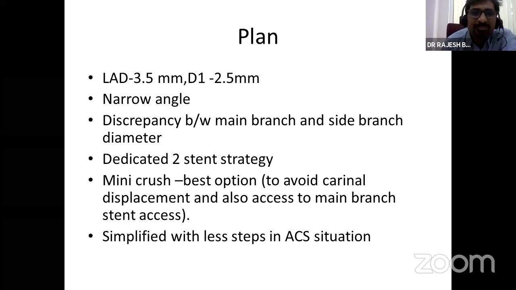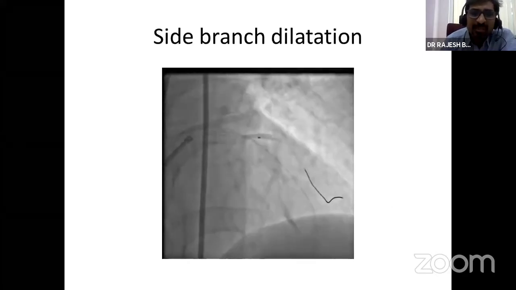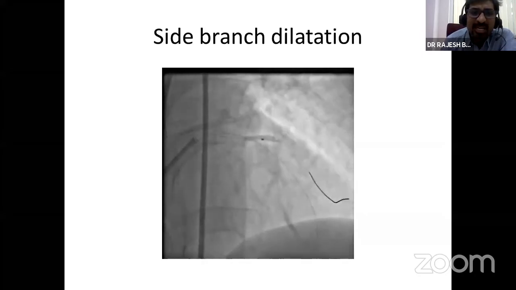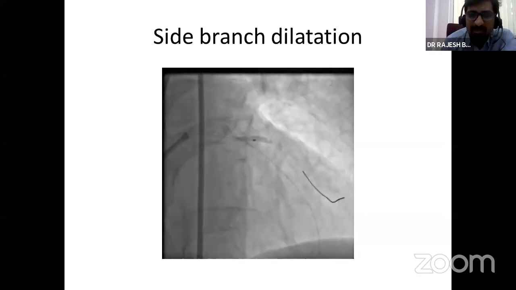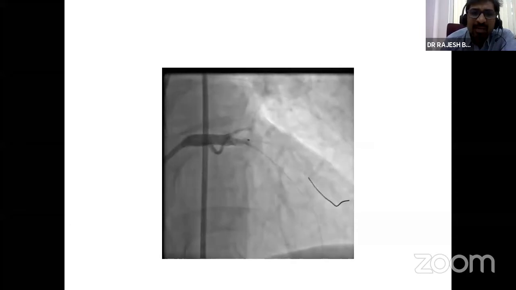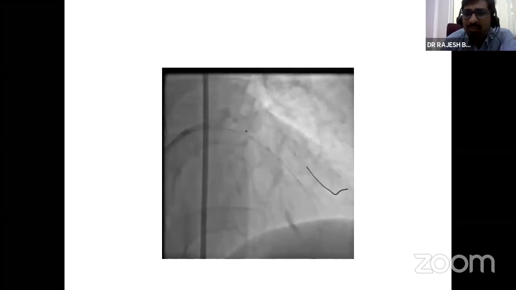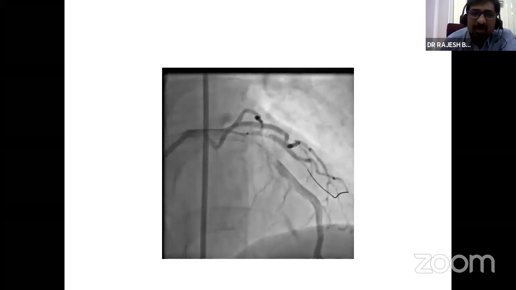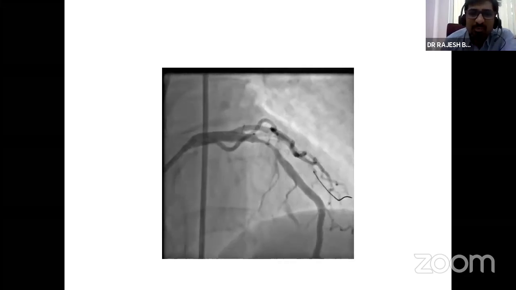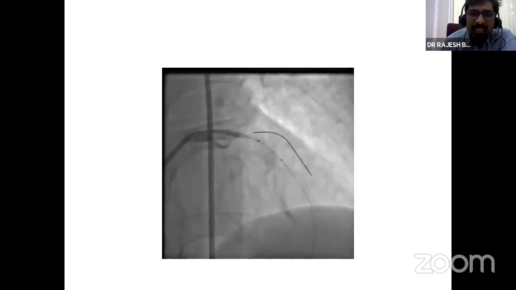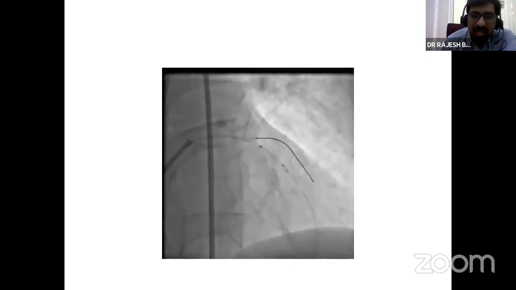So the first thing done was wiring both the vessels, LAD as well as the D1. Side branch dilatation with a 2 by 10 millimeter balloon was done. After that, there was a haziness which we thought was a thrombus, because we knew the stent would be easily crossed. Then we did the dilatation of the main branch.